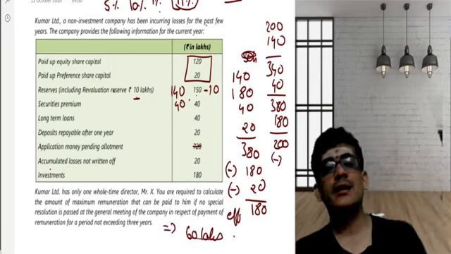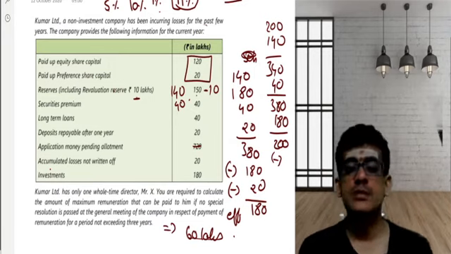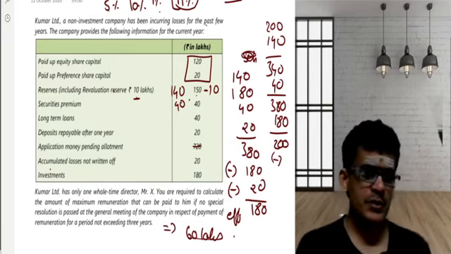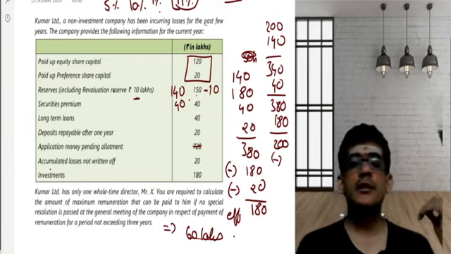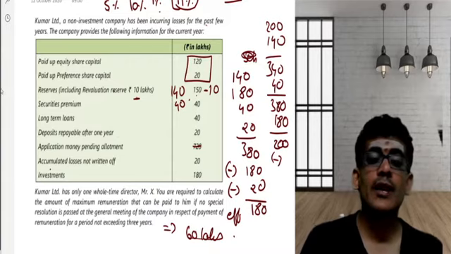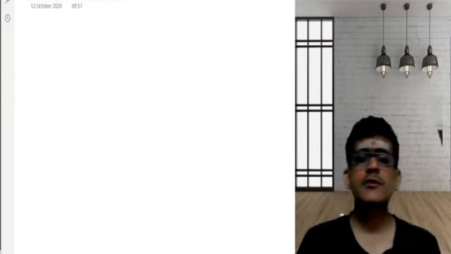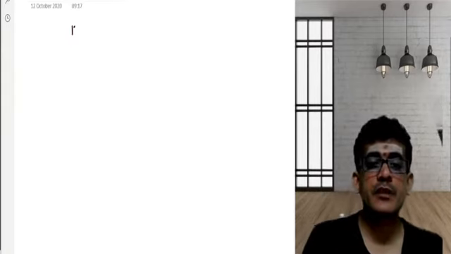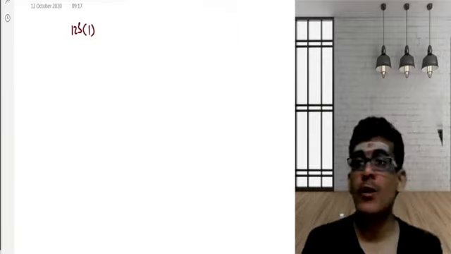General meeting has to be conducted. Without that, you cannot do this. Okay. So with this, I can say the managerial remuneration part is done. Now let us quickly go on to the other topic called divisible profits. For this, we need to refer to section 123 subsection 1 of the Companies Act.